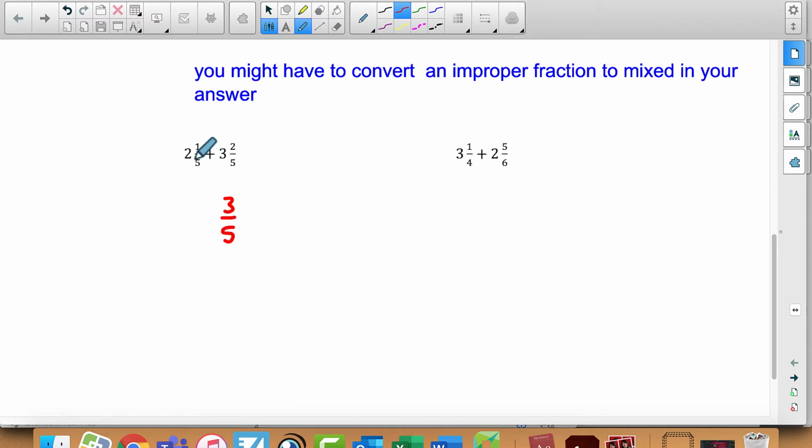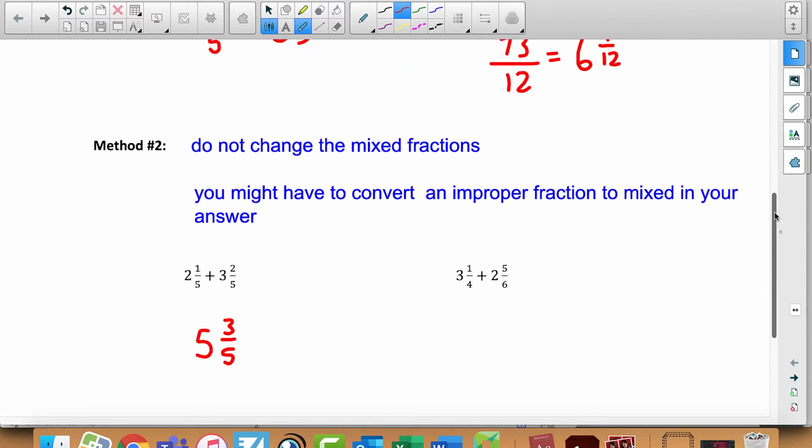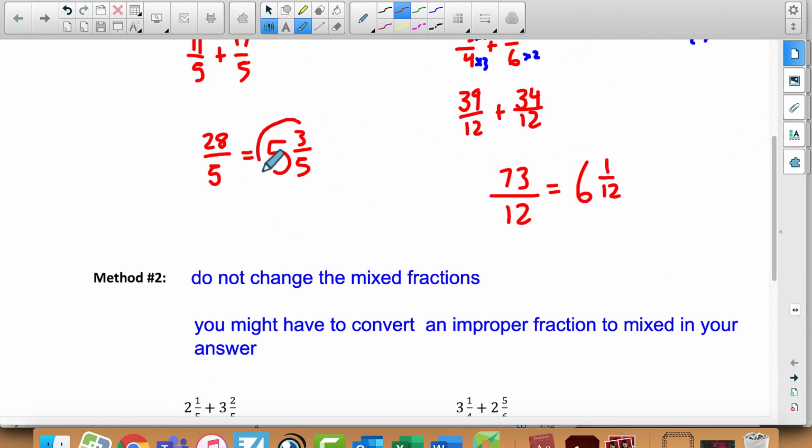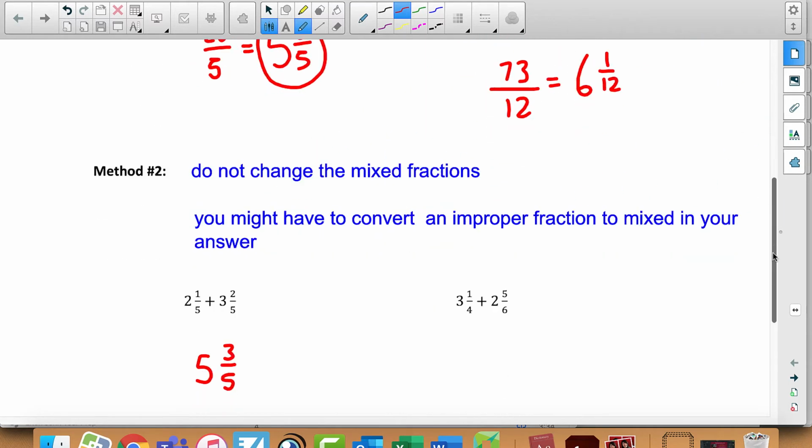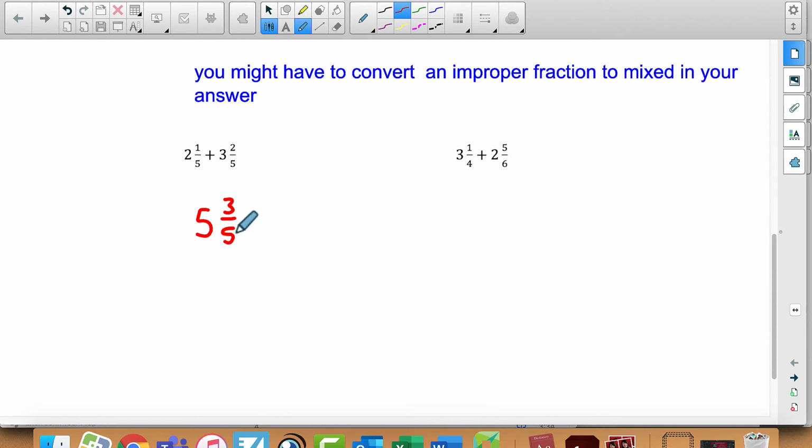Then add the whole numbers together, the big numbers. 2 and 3 is 5. Okay, I'm done. That's it. 5 and 3/5. You get the same answer. That was so fast. Why bother doing all this improper fraction stuff? Now, it's not always that fast, but it can be.